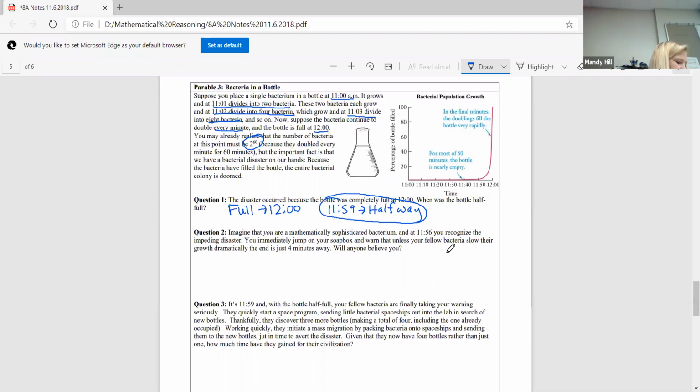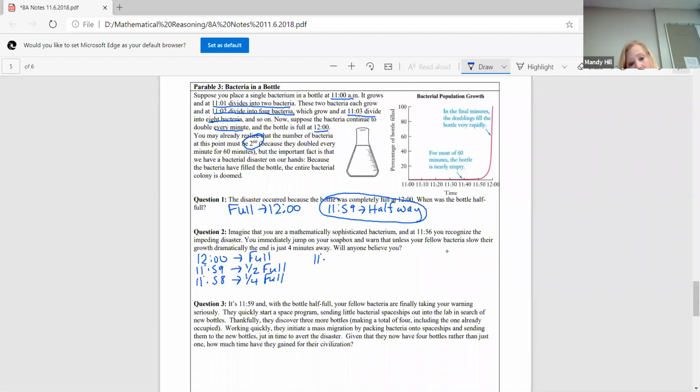As we've already seen, the bottle would be half full at 11:59. Continuing to work backward through the doublings each minute, we find that it would be a fourth full at 11:58. So basically we're saying at 12, we know that the bottle is full. So at 11:59, half of that, it would be half full. At 11:58, you would take a half of a half, and 1/2 times 1/2 is going to give you a fourth of the way full.